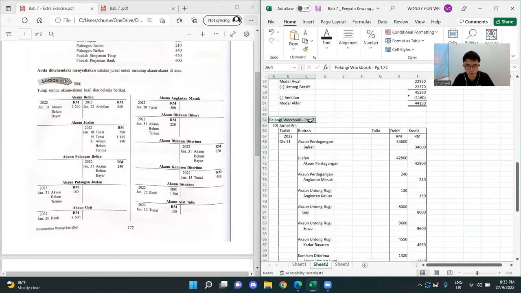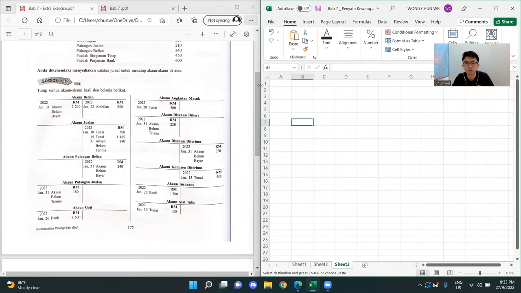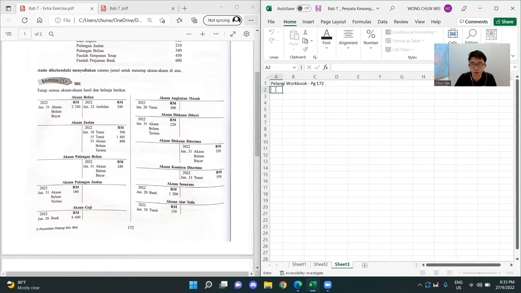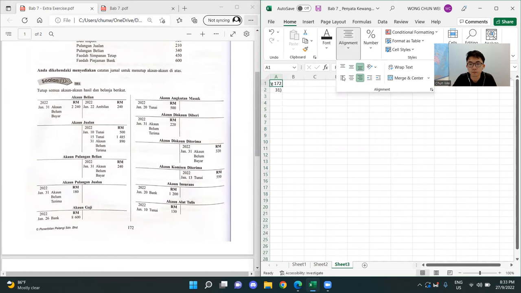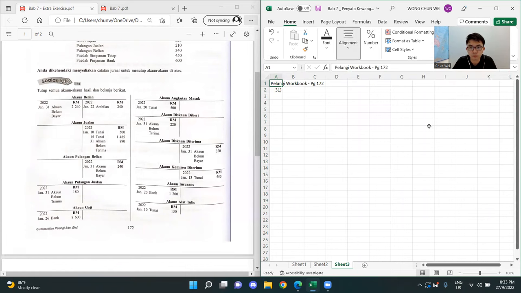New workbook, page 172, we are doing question 31. Okay, question 31, as you can see. So now, all right, let's start from account belian dulu.